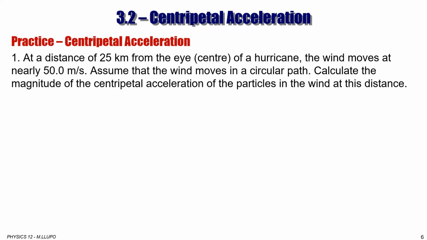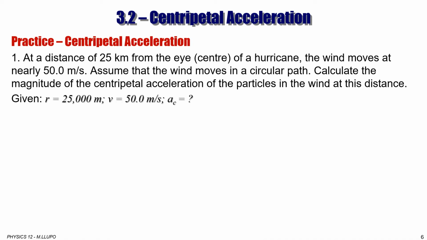Let's do some practice with the centripetal acceleration. At a distance of 25 km from the eye or center of the hurricane, the wind moves at nearly 50 meters per second. Assume that wind moves in a circular path. Calculate the magnitude of the centripetal acceleration of the particles in the wind at this distance.